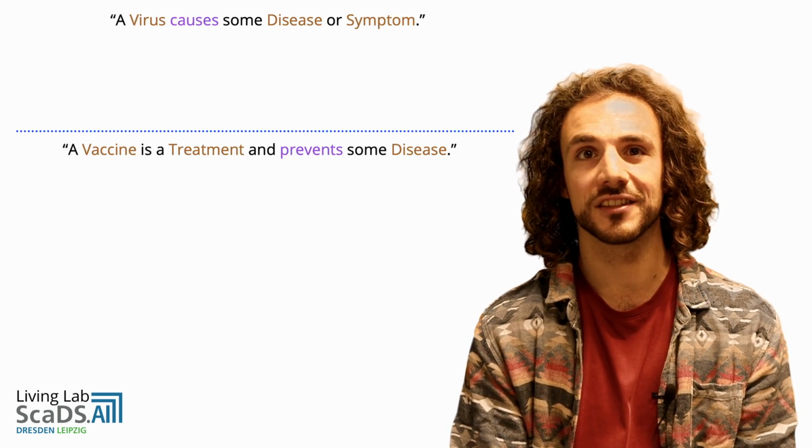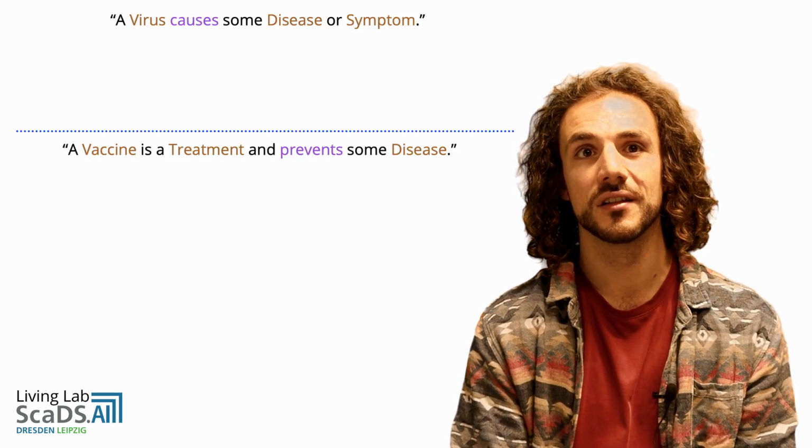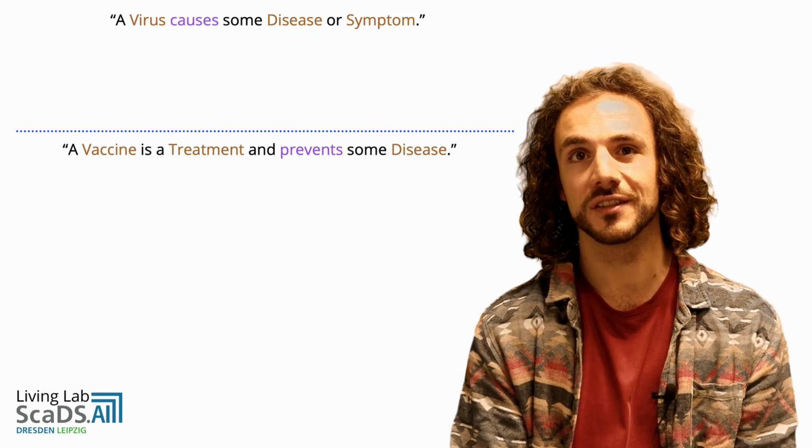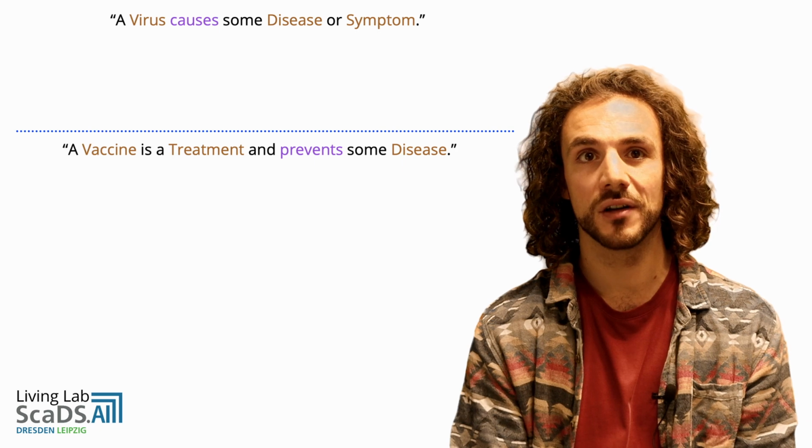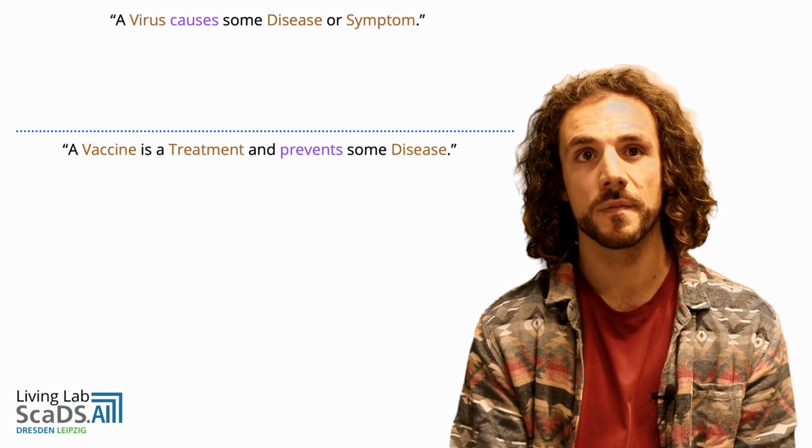We have seen how to use description logics to specify facts about individuals. Our sources of information also contain more general statements, such as a vaccine is a treatment and prevents some disease, or a virus causes some disease or symptom. We can use description logics to model these statements as well.